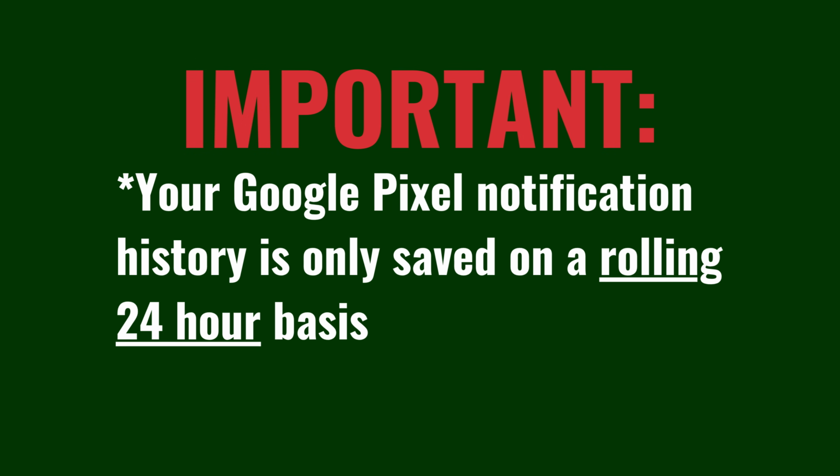those apps. And again, it's important to note that your Google Pixel notification history is only saved on a rolling 24-hour basis, so any notifications you dismissed more than 24 hours ago won't show up in this list.